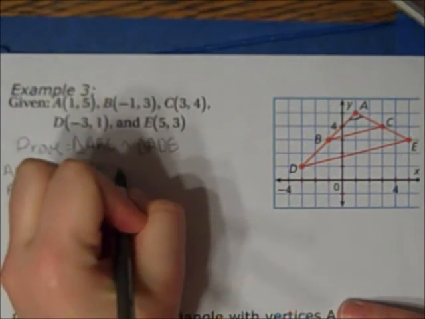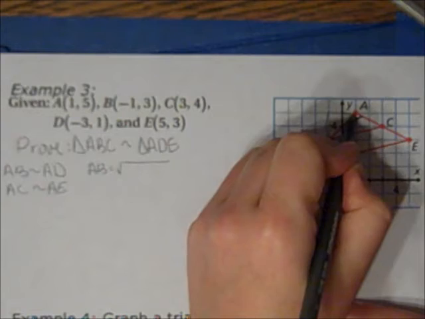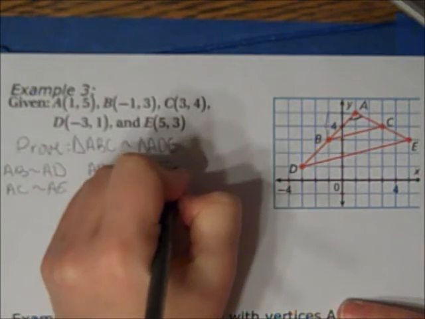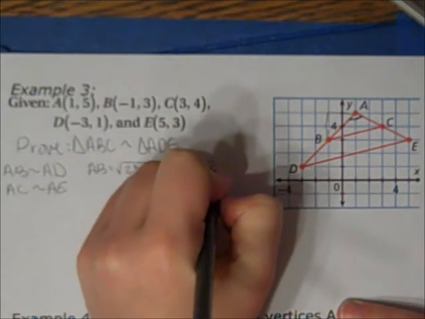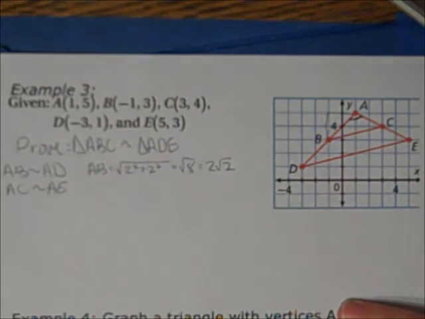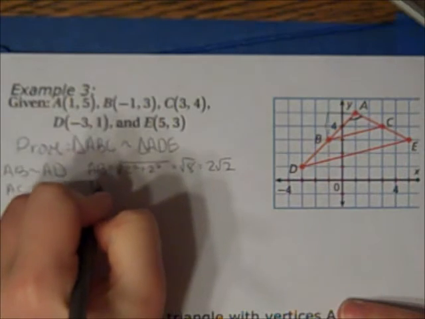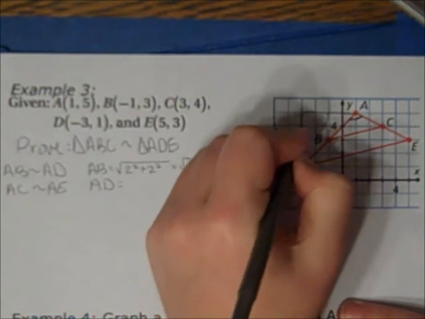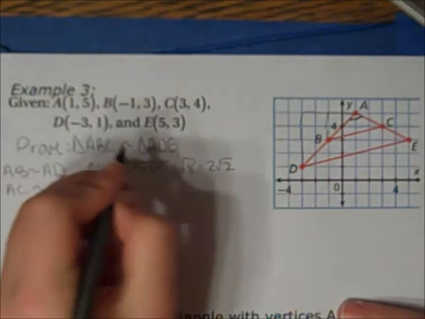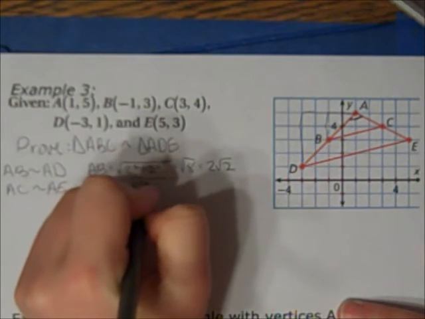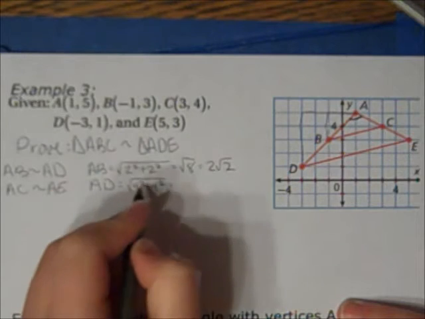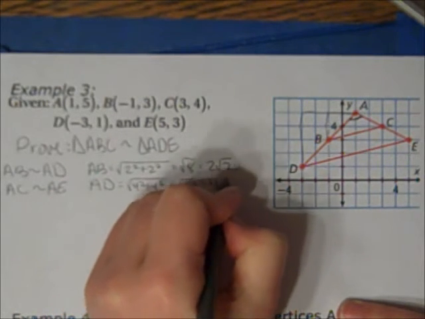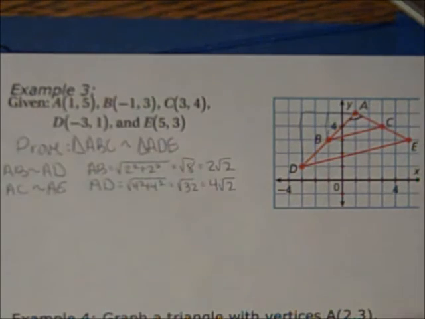So from A to B, we are going to go up 2 over 2. So that's square root of 8, which reduces to 2 square root of 2. I have AD. 1, 2, 3, 4. 1, 2, 3, 4. So I have 4 squared plus 4 squared. 16 plus 16 would be 32. Should be 4 square root of 2.